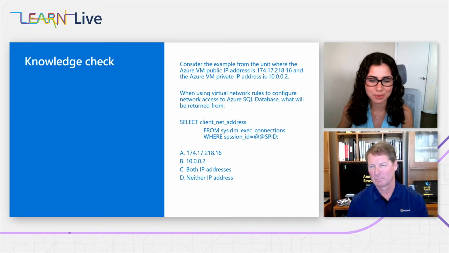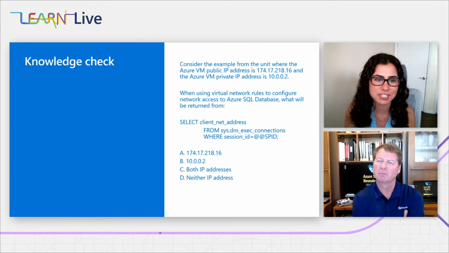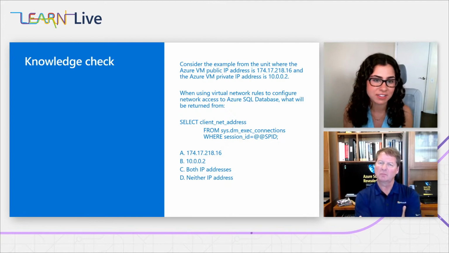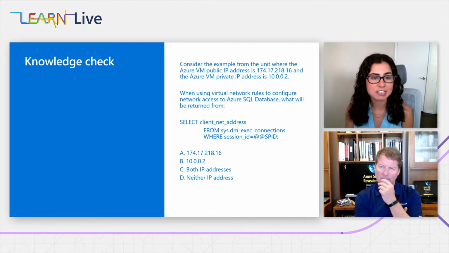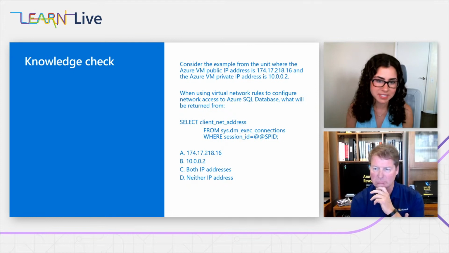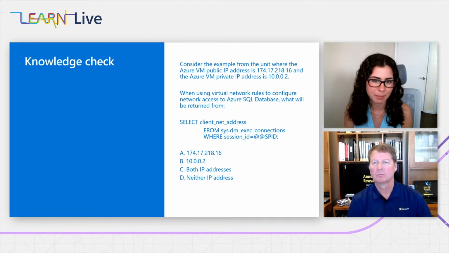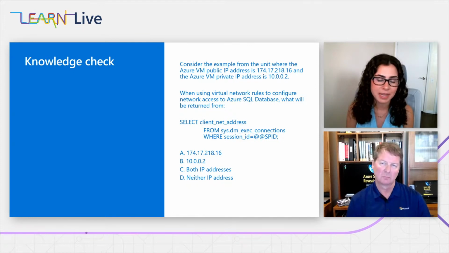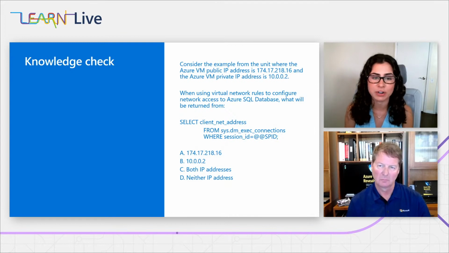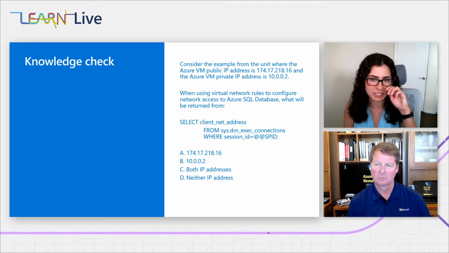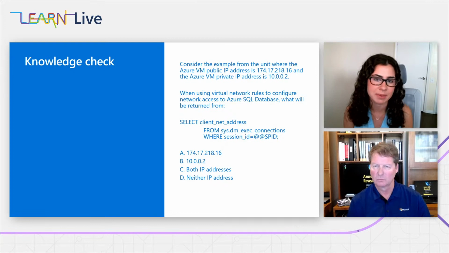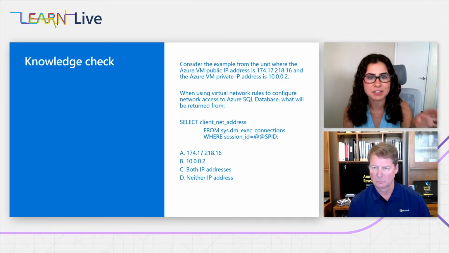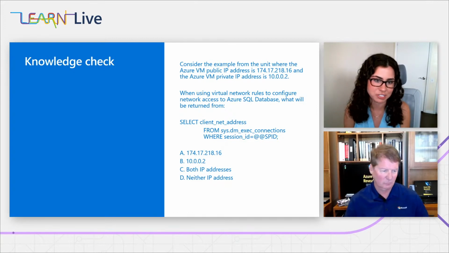So we have this other question. Again, this is a more complicated question. Consider the example from the unit where the Azure VM public IP address is 174.1.7 blah blah blah, and the Azure VM private IP address is 10.0.0.2. These numbers are a little bit different than my demo, but these are example numbers of a public IP address and a private IP address for a virtual machine.